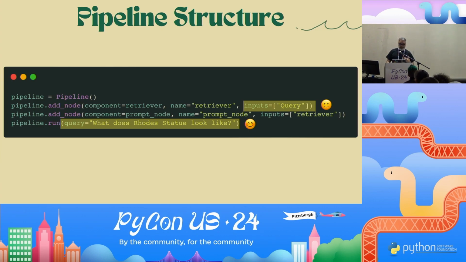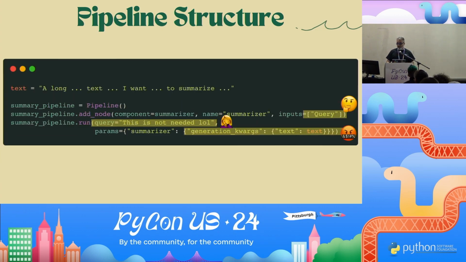But as Tuana said, you can have different types of pipelines. So say now you have a long text that you want to summarize. Again, you create an empty pipeline, and you add the node that's called the summarizer.